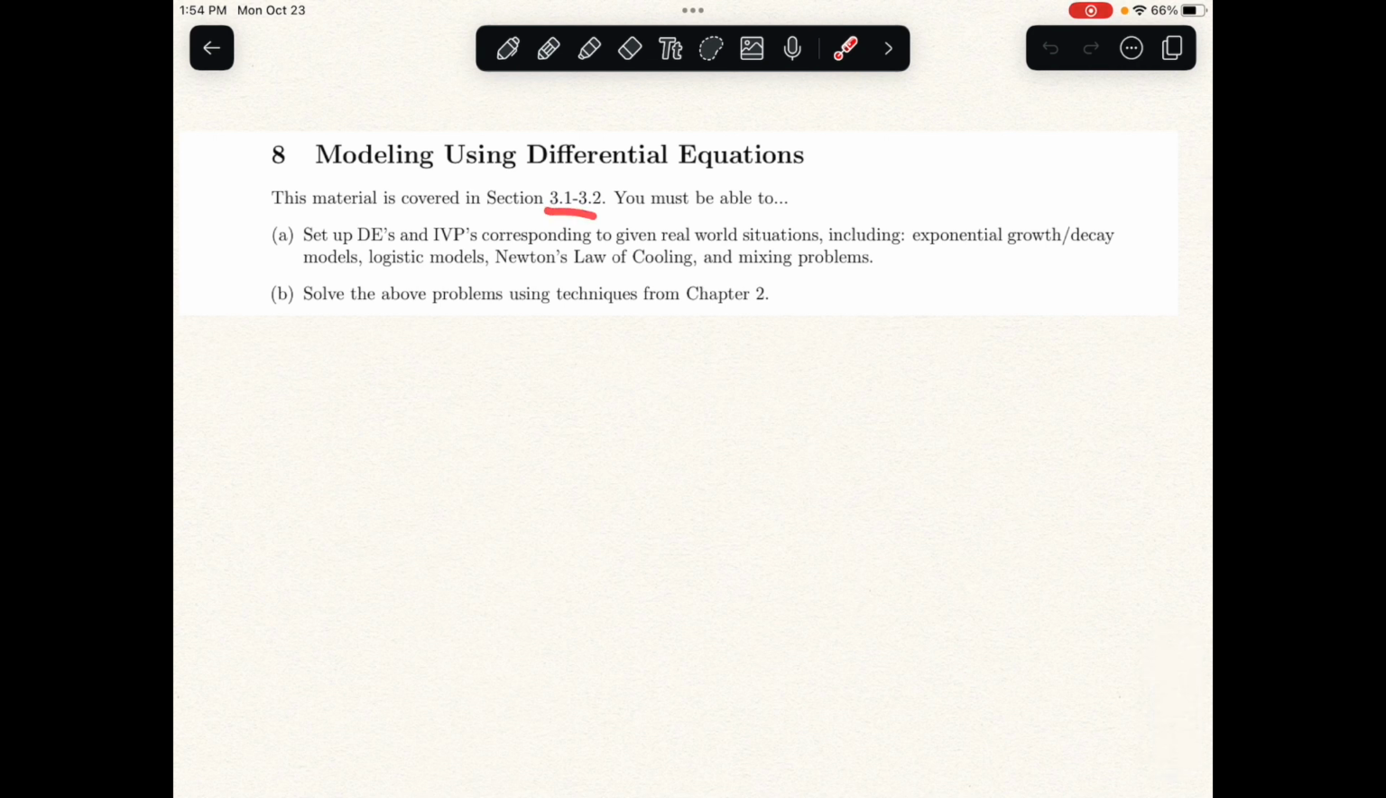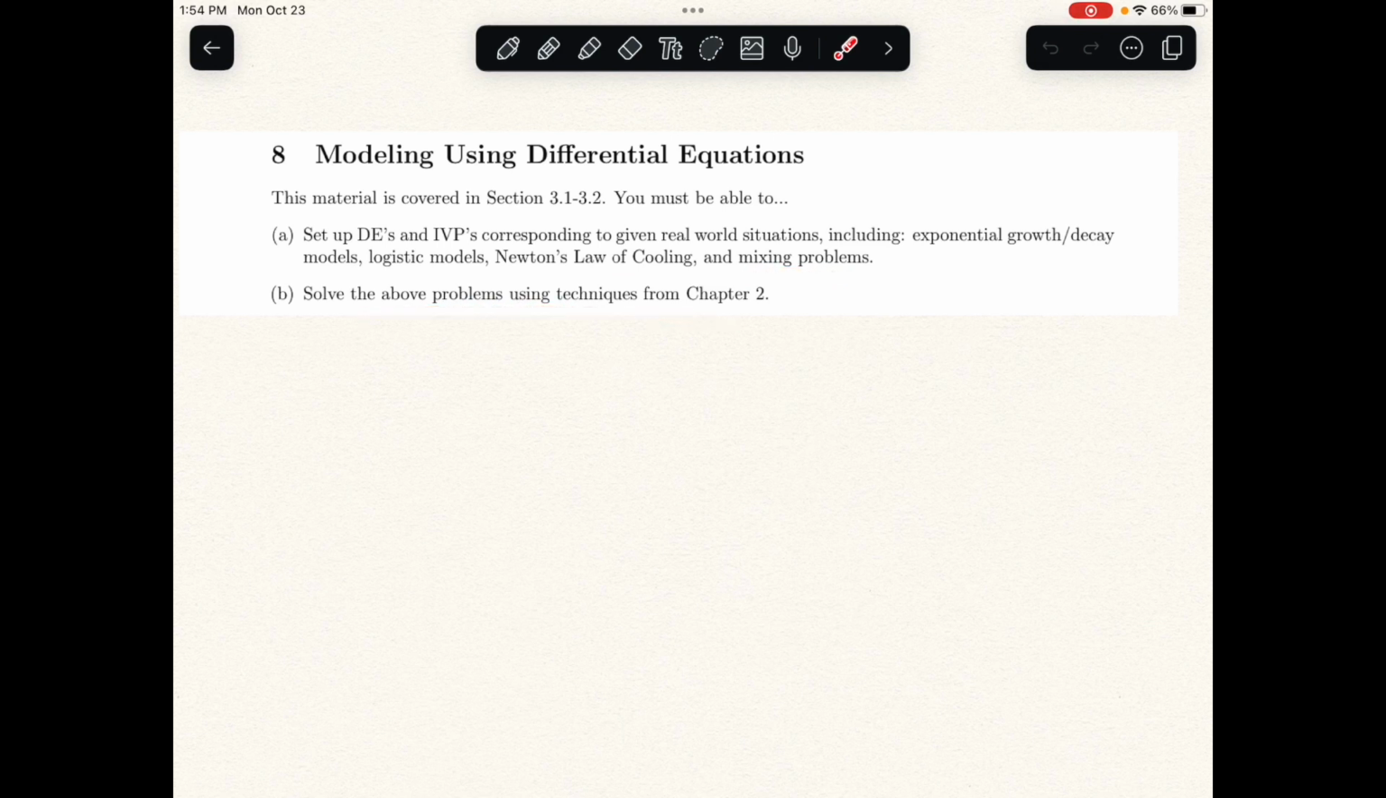So you need to do a couple of things here. You need to know how to set up differential equations and initial value problems corresponding to given real-world situations, including exponential growth and decay models, logistic models, Newton's law of cooling, and mixing problems. All right, and then you need to be able to solve these problems using Chapter 2 techniques.